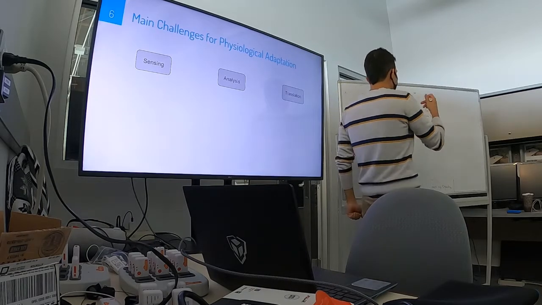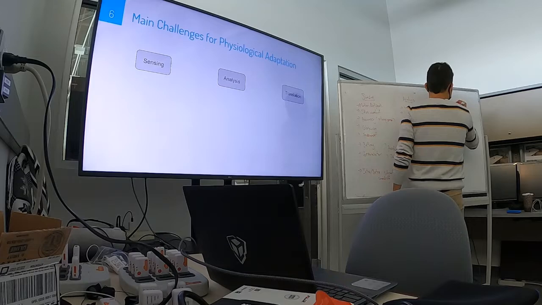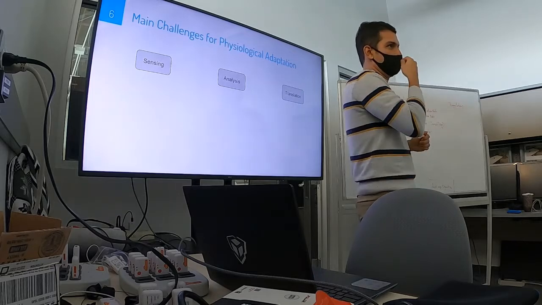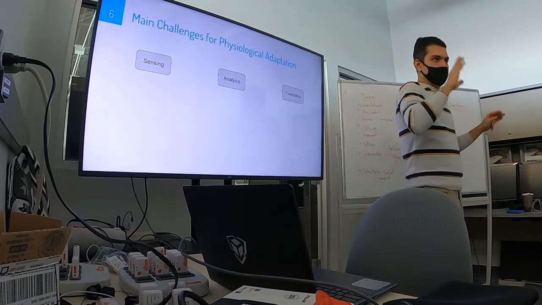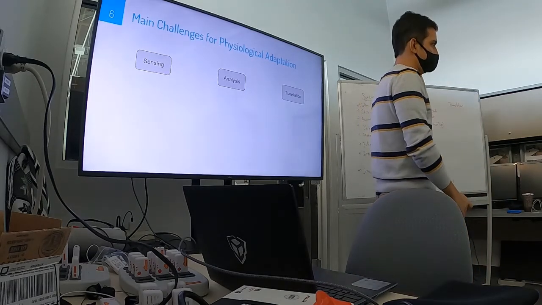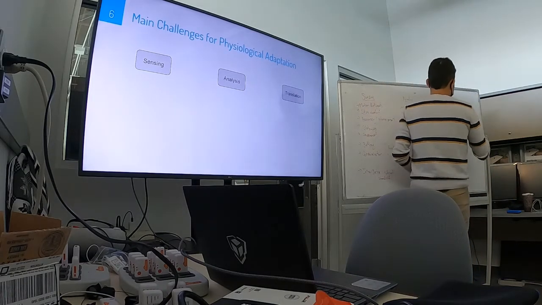Cool. So the last one will be translation. We haven't talked that much about translation, but I would like to get a sense of what you think some of the challenges will be. Latency would be a big one. Latency, from sensing to analysis to translation.